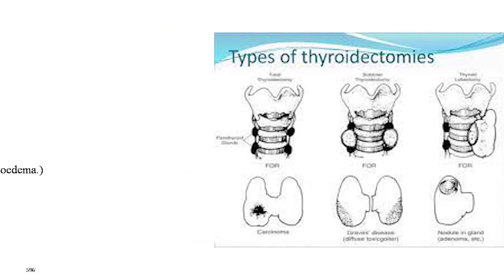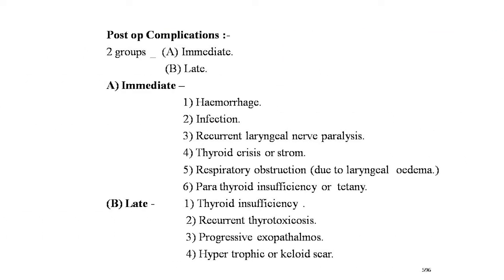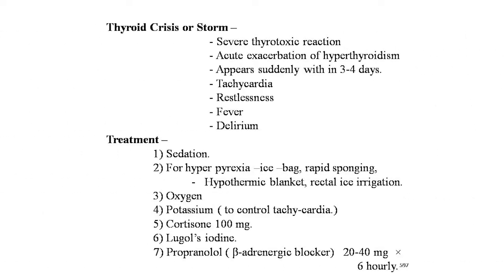Here is now the post-operative care in thyroid operation, in two groups. One is the immediate complication and the second is the late. In the immediate, there is hemorrhage, infection, recurrent laryngeal nerve paralysis, thyroid crisis or storm, respiratory obstruction due to laryngeal edema, parathyroid insufficiency or tetany. And in the late complications, there is thyroid insufficiency, maybe recurrent thyrotoxicosis, progressive exophthalmos, hypertrophic or keloid scar.